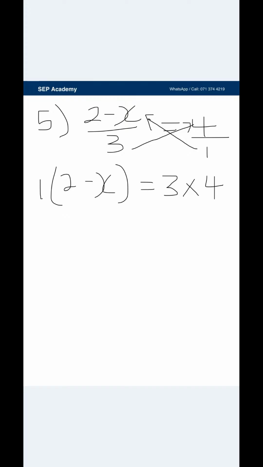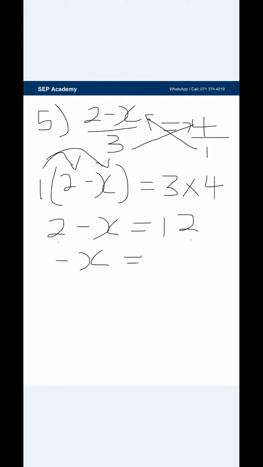Then this is where you now do this by that, that by that, just so that you remove the brackets. Definitely you will have 2 minusing 1x there. That times that, it will definitely be 12. Then now you can take this 2 to the other side. You remain with negative x, which will be equals to, obviously 12, that 2 changes the sign, it becomes minus 2.